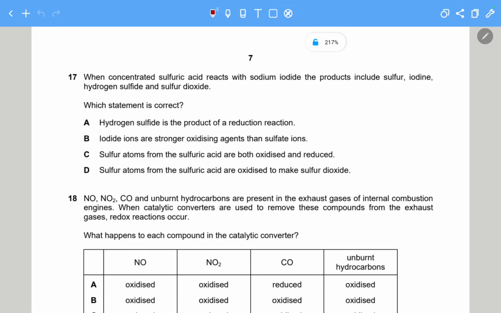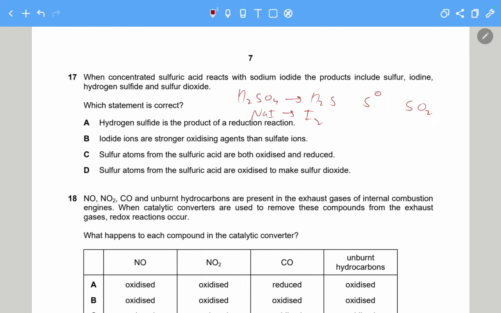When concentrated sulfuric acid reacts with sodium iodide, the products include sulfur, iodine, hydrogen sulfide, and sulfur dioxide. Now, I'm not going to write a balanced equation here because it's a very tedious task to do. What I'll do is I'll just go from H2SO4 to H2S, S0 and SO2. S0 is basically elemental sulfur in zero oxidation state, because they have given us the products. We write down the products and we write down the reactant. And from the sodium iodide, we get I2.